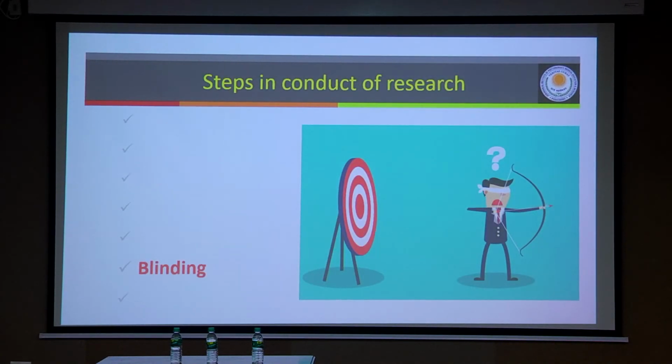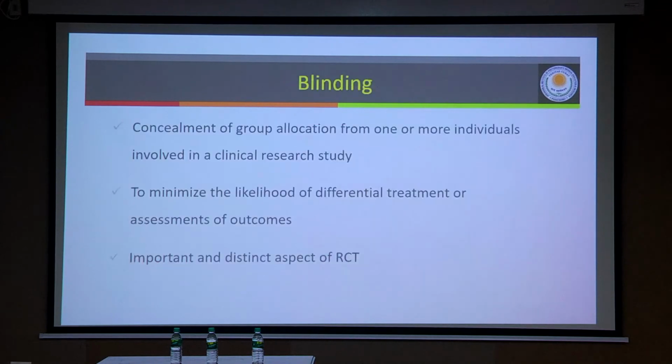So the next step is blinding. Blinding, as most of you must already be aware, those who are into research. Blinding is concealment of group allocation from one or more individuals, that is the stakeholders in the research. In any research, who are the stakeholders? The participants, the patients, the investigator, and the outcome assessor, who is going to assess the outcome. So you need to make sure that none of them gets aware which intervention is given to which patient. So it is also an important and distinct aspect of randomized controlled trials.